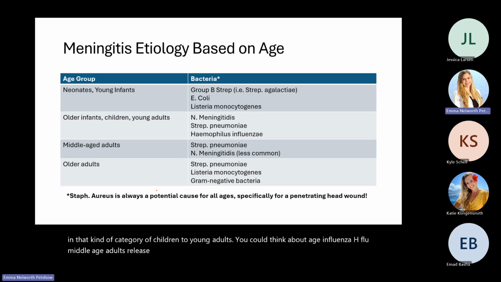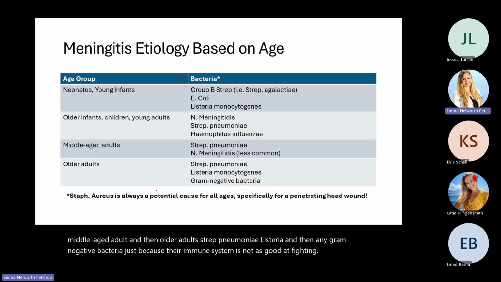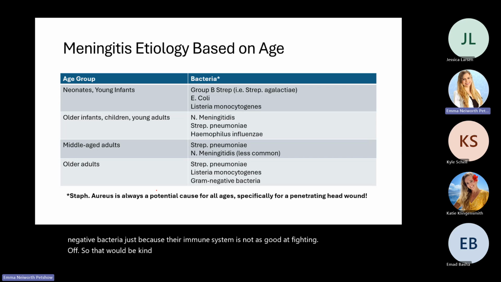Neisseria meningitidis is less common for your middle-aged adult. And then for older adults, Strep pneumoniae, Listeria, and then any gram-negative bacteria, just because their immune system's not as good at fighting it off. So that's my risk stratification here.